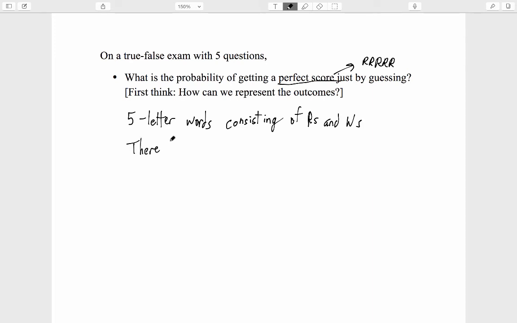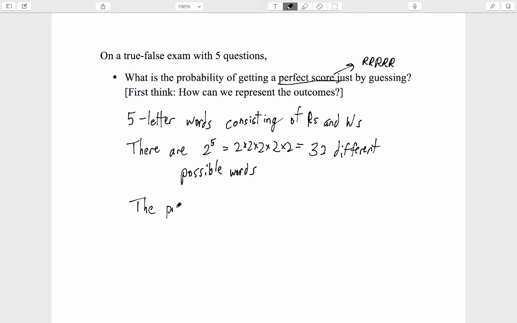Overall, how many different possible words are there? There are 2 to the 5th, that is, 2 times 2 times 2 times 2 times 2. This is a 5-stage process with 2 possibilities at each stage, so there are 32 different possible such words. That means that the probability we're looking for equals 1 out of 32. This is less than 4%, so if your goal is to get a perfect score on a true-false exam with 5 questions, it would be a very good idea to study instead of just guessing.